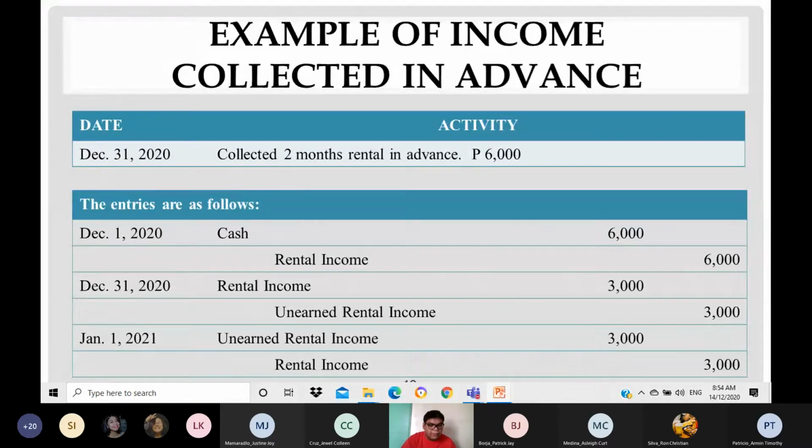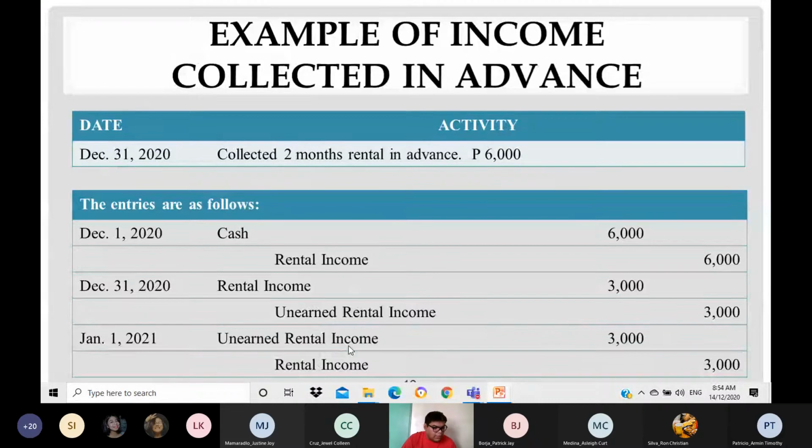So pagdating kasi ng December 31, there's a need to reduce the income and recognize. Reduce mo siya kasi na-consume na yung for that month. Recognize the unearned income rental for January of the following year. So katapusan mo pa ng January, makukuha yung rental income. So you have to reverse the entry. Pagdating ng January 31, doon mo pala magagamit yung rental income for that month.